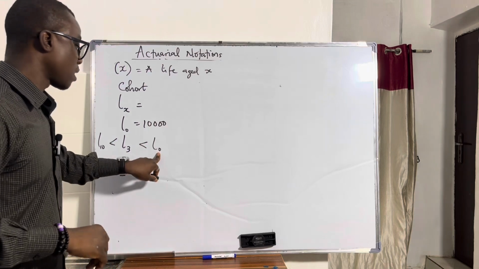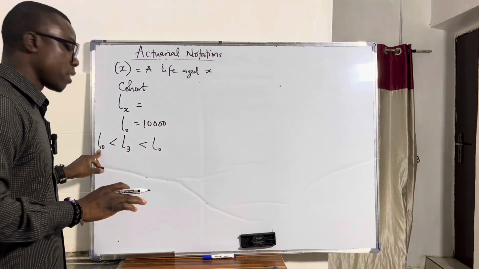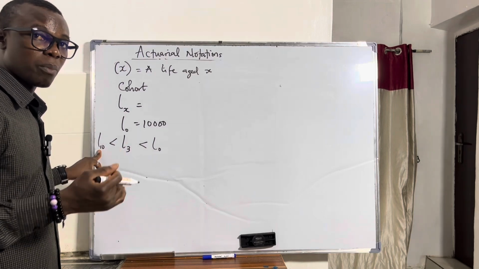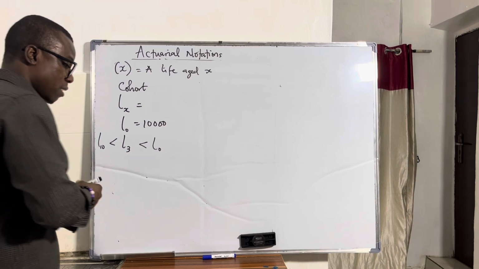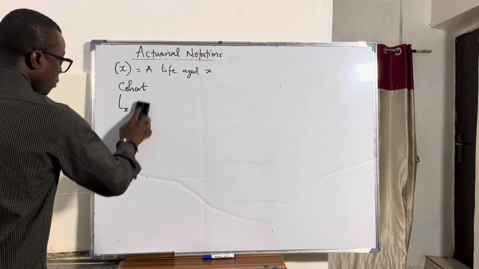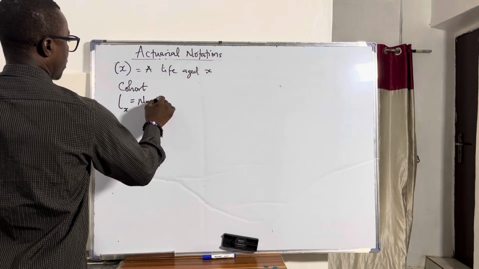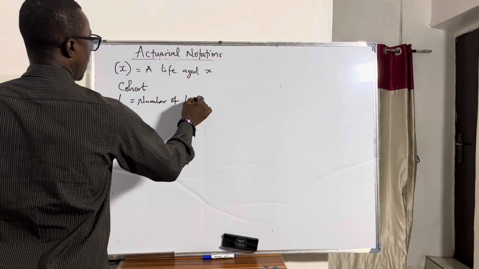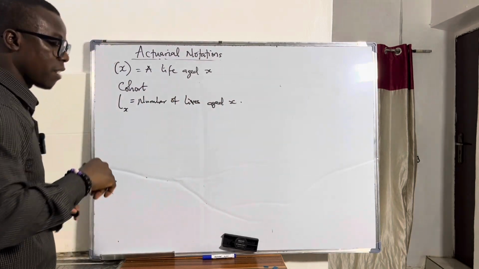So in this case, at the beginning, they were all 0 years old and we have 10,000. When they were all 10 years old, of course, the number is going to reduce due to the deaths that might have occurred in that period. I believe this is quite clear. So we call Lx the number of lives aged x.